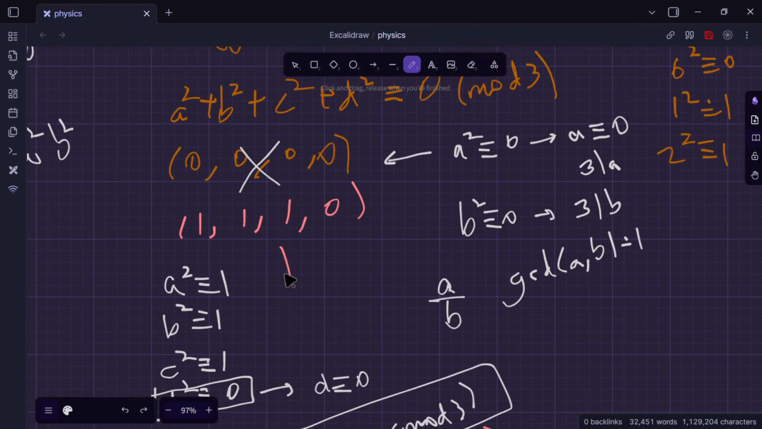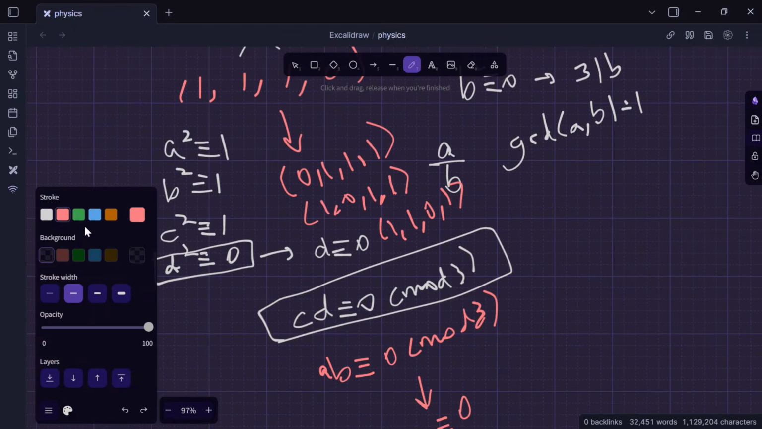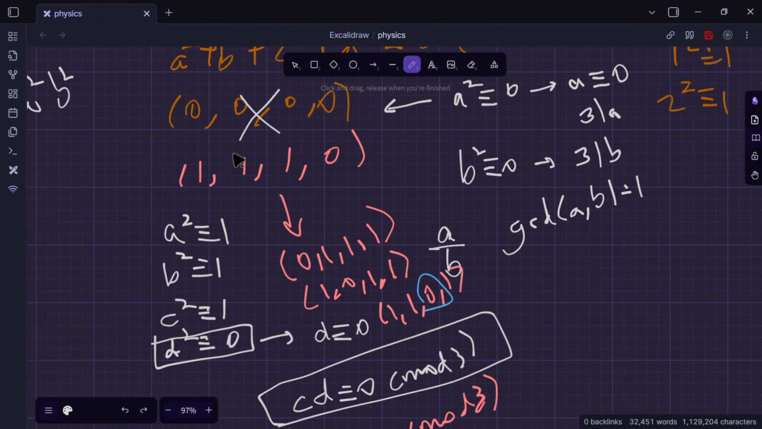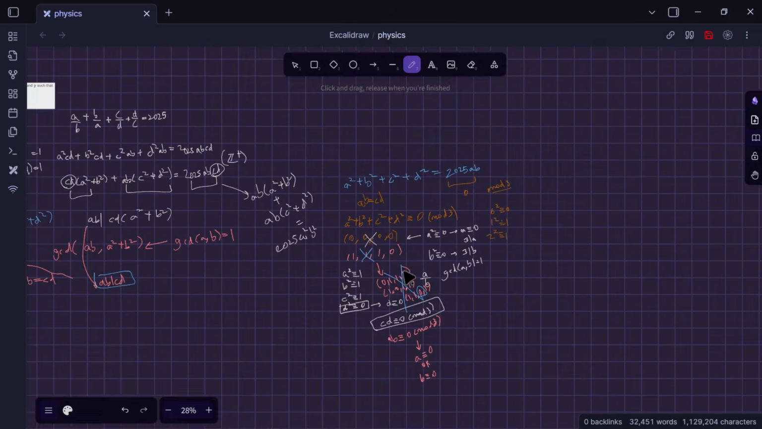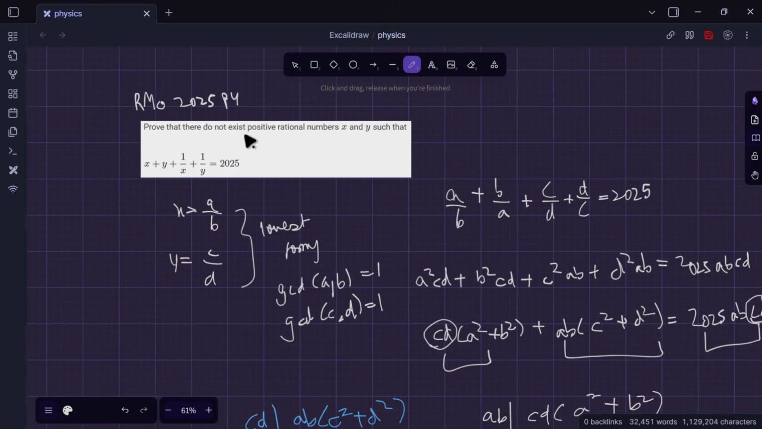And note that all of the other cases of the form, they'll look like 0, 1, 1, 1 or 1, 0, 1, 1 or 1, 1, 0, 1. They'll all just be handled similarly because the main point is really just that there's only one square congruent to 0 mod 3 in all of these cases. Alright, so this case is invalidated and similarly all of these cases are invalidated. Thus, we don't have any cases left, and indeed, there do not exist positive rational numbers x and y such that this condition holds.